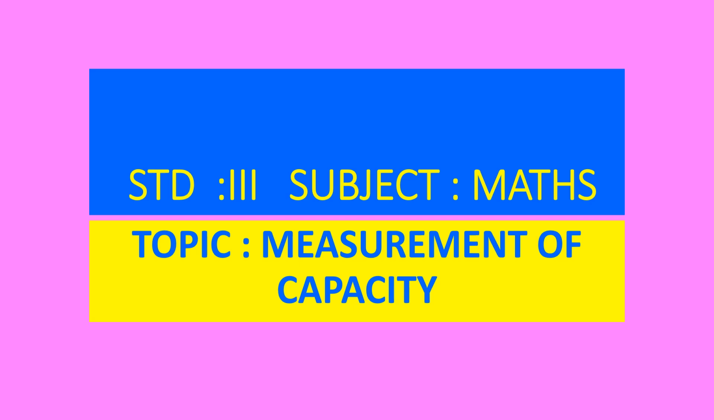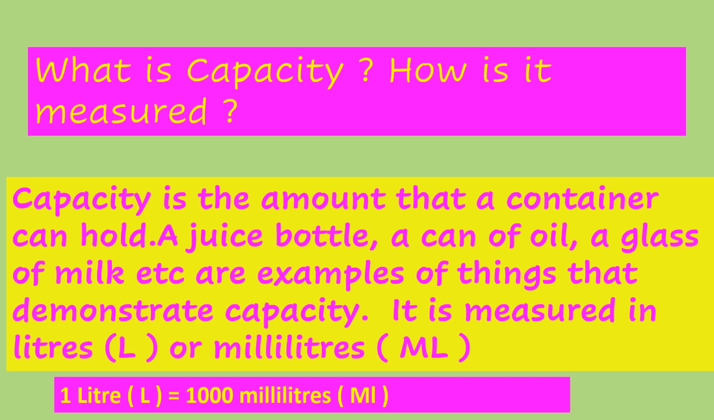Now, you may wonder, what is capacity and how is it measured? Children, capacity is the amount that a container, like a bottle or a glass or a bucket, can hold. A juice bottle or a can of oil or a glass of milk are examples of things that demonstrate capacity.